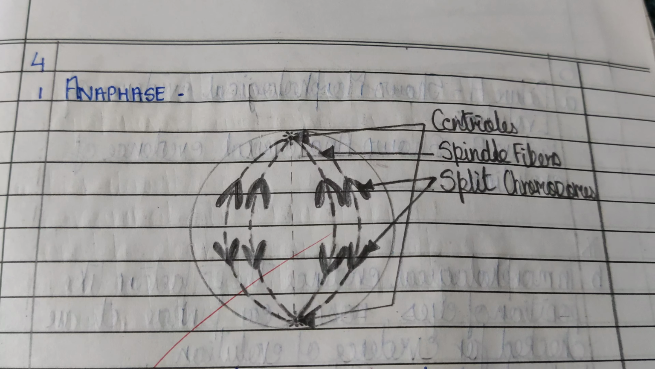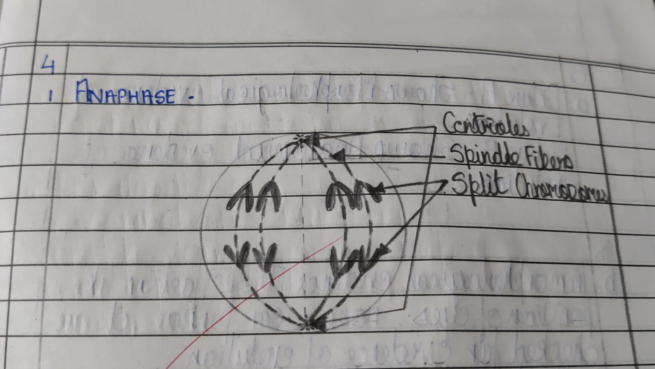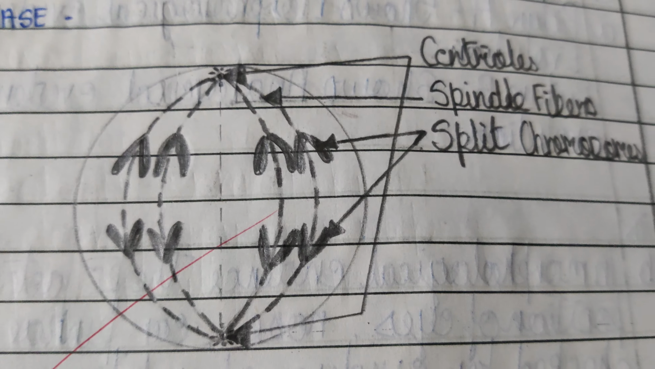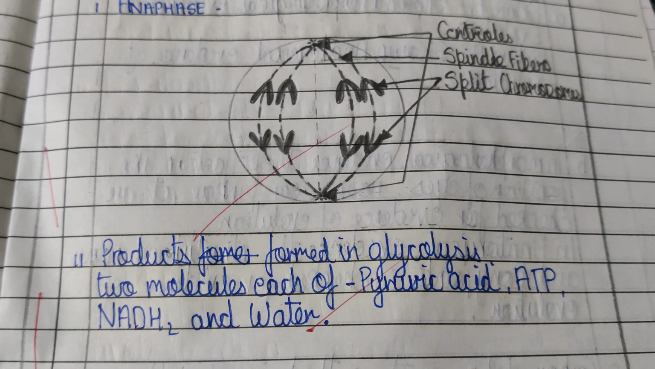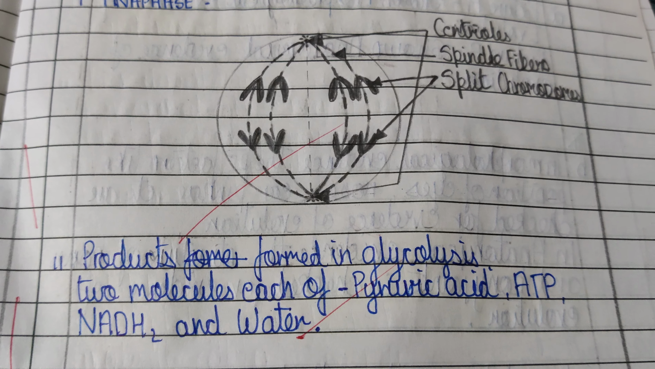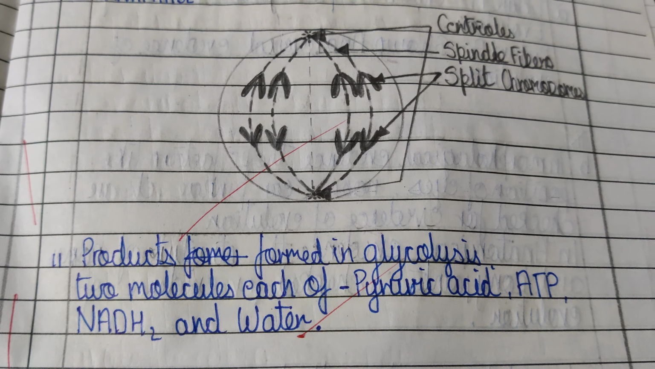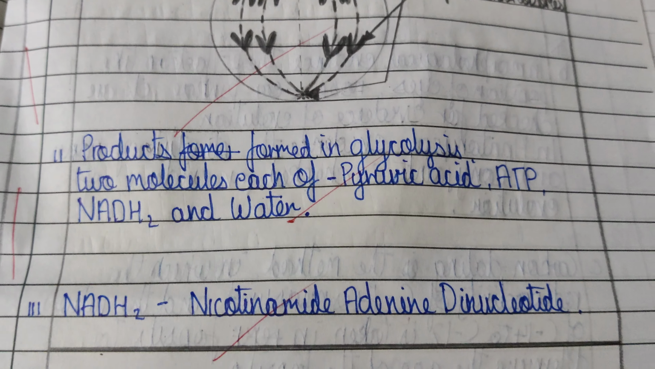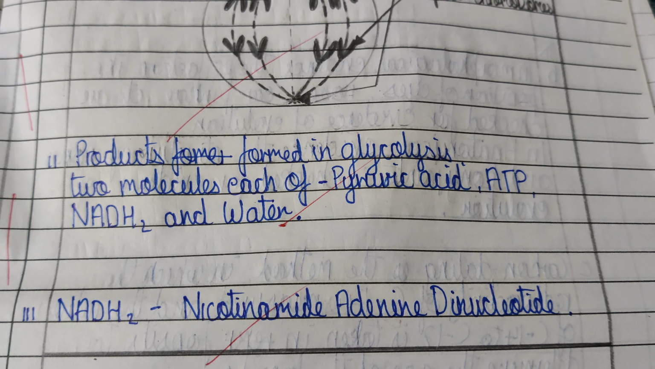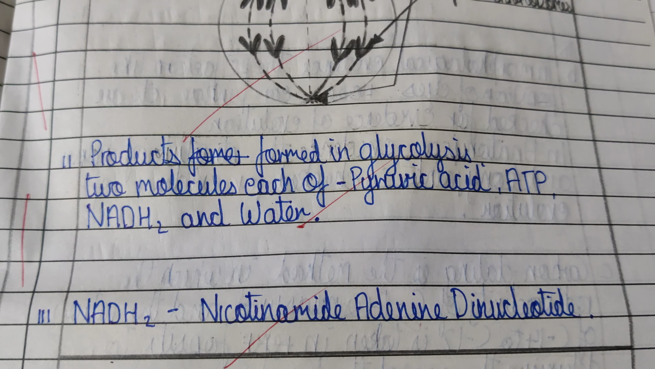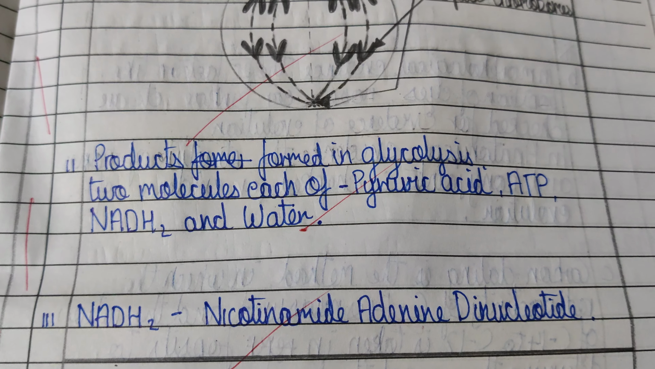Anaphase: centrioles, spindle fiber, split chromosomes. Products formed in glycolysis: two molecules each of pyruvic acid, ATP, NADH2 and water. NADH2 is nicotinamide adenine dinucleotide.